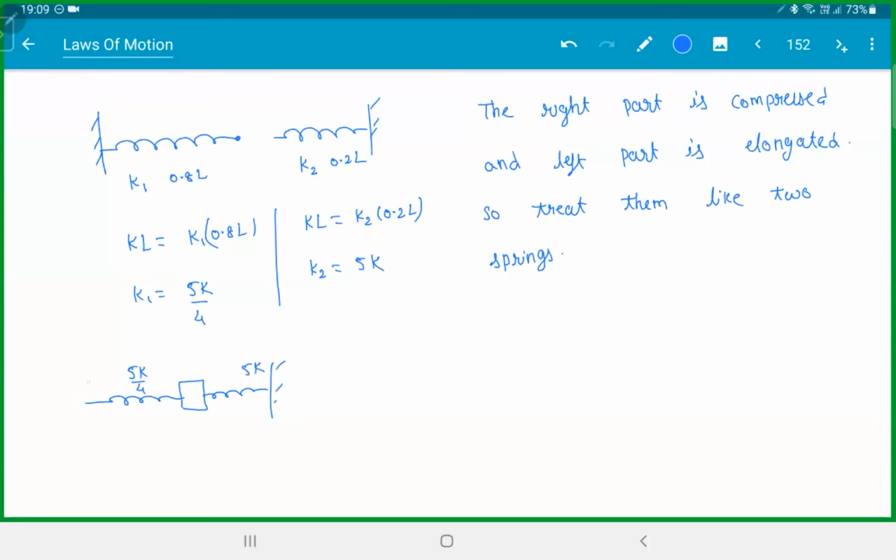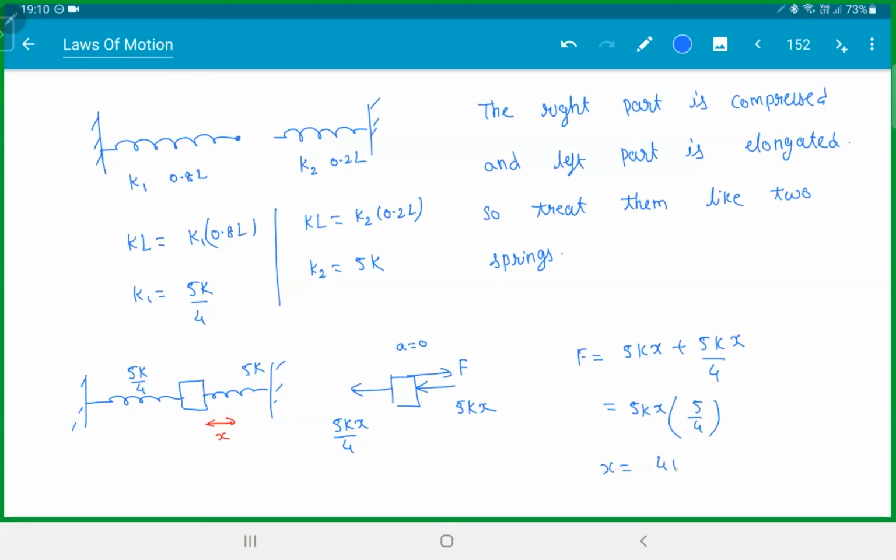like this. And now when you're pushing it, let's say this thing has moved by x. Now, if you draw the FBD of this block, this spring is pushing with 5Kx. This spring is pulling with 5Kx by 4. And this force is F in equilibrium. So F is equal to 5Kx plus 5Kx by 4. Take out 5Kx common, you end up with 1 plus 1 by 4, that is 5 by 4. x is equal to 4F by 25K.